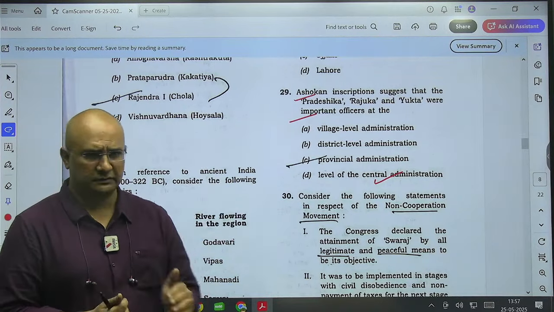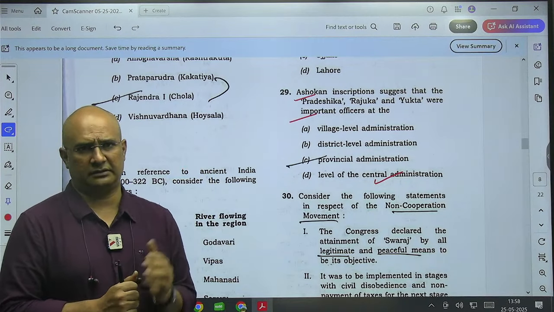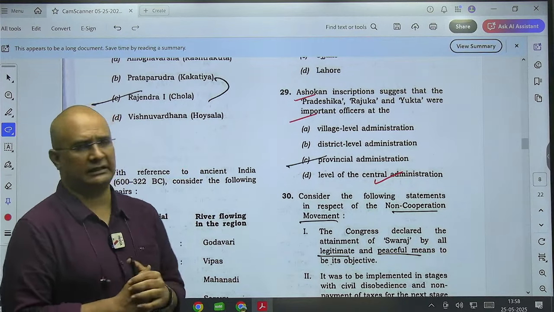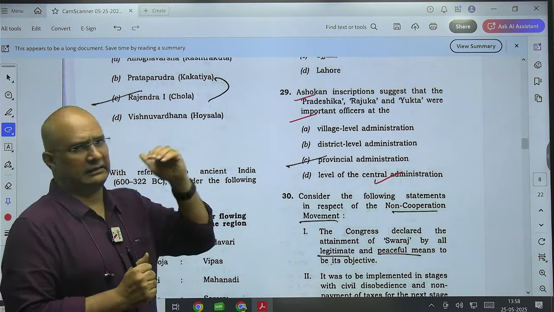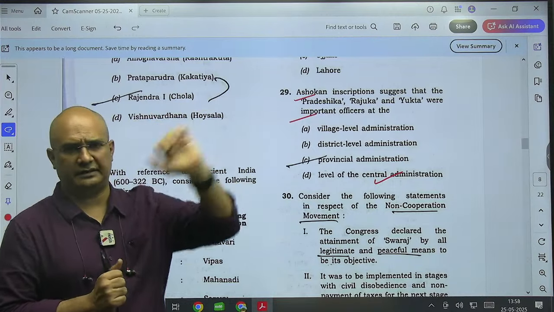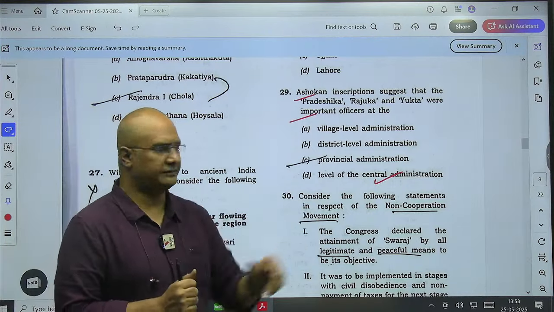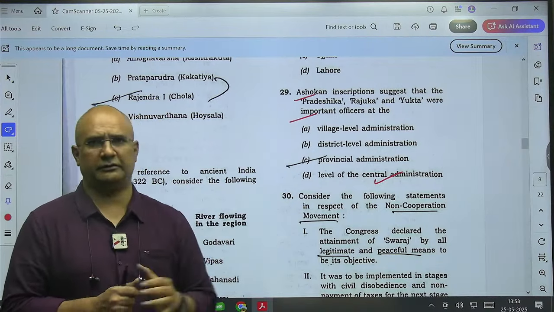Again, if anyone has some understanding of the administrative structure of the Mauryan Empire, you will straight away put the answer as district level administration. Because at the highest level, there was the emperor with his council of ministers at the central level. So it cannot be the level of central administration. These were definitely not the lowest level officers also.